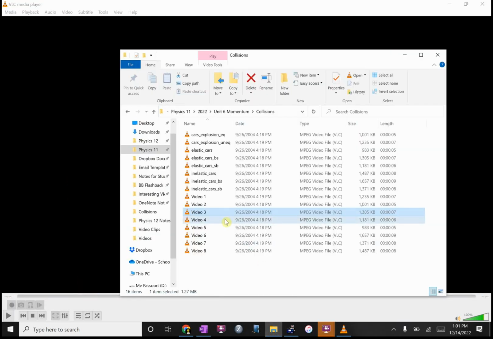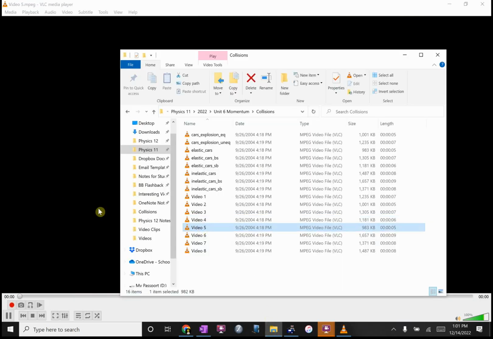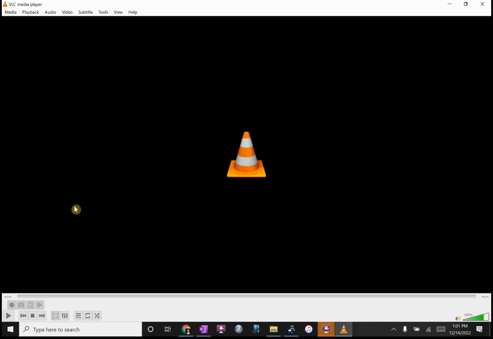Second one for reference. Elastic, small mass hits big mass. Here's the third one for reference. Elastic. Which one of those stood out and looked a little bit different from the other ones?